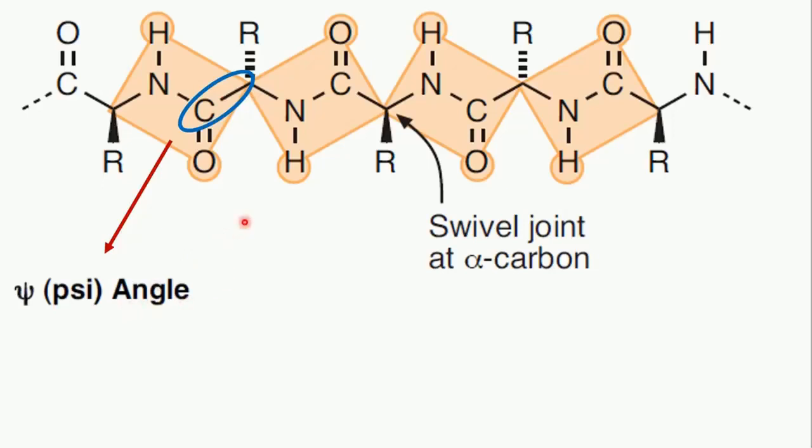Now what is the second angle? The second angle is phi. So what is phi? Phi is the angle between alpha carbon and the nitrogen of the peptide bond. So we are having two torsional angles, phi and psi. Phi is between alpha carbon and nitrogen of the peptide bond, and psi is the angle between alpha carbon and the carbon of the peptide bond.